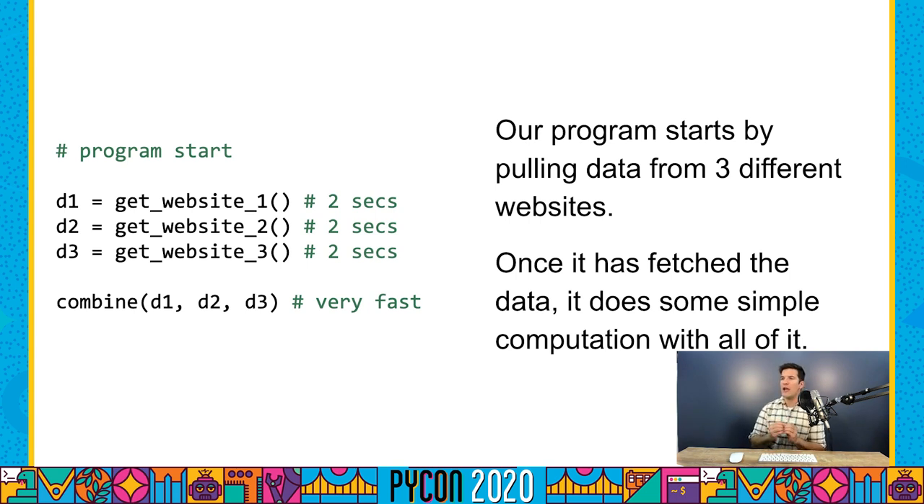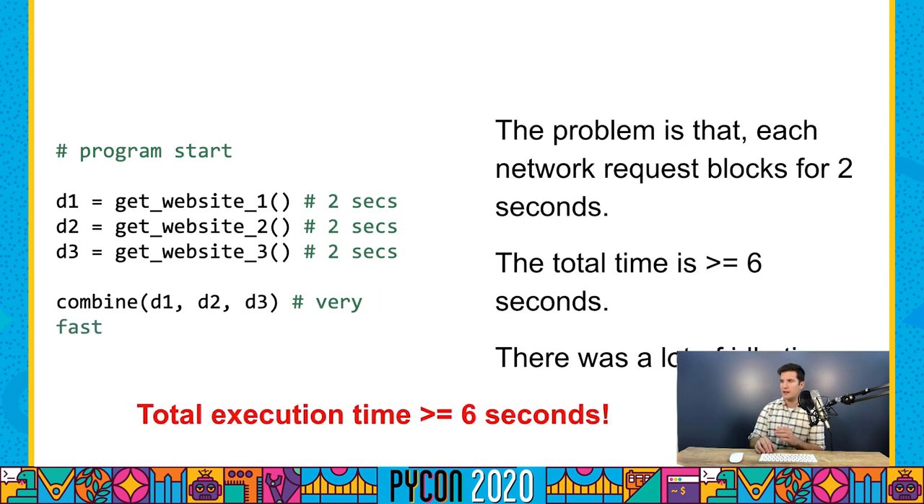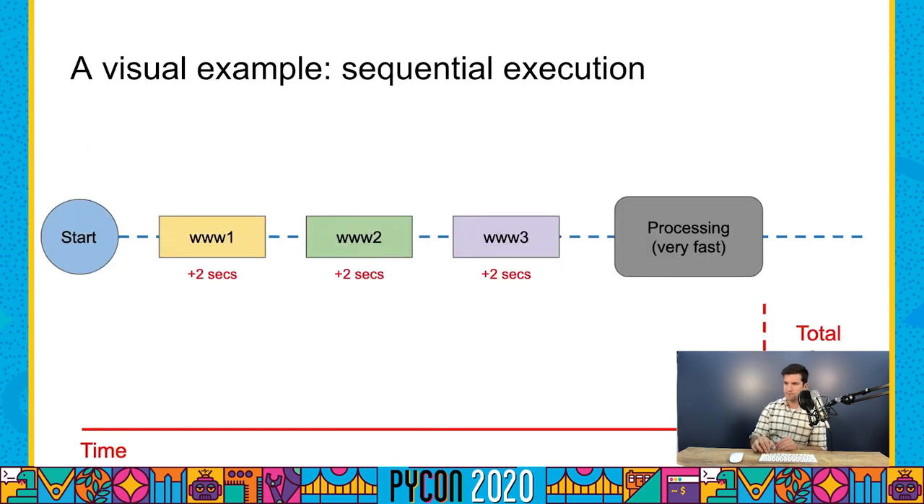Let's say we have to pull data from 3 different websites. It's a slow website and it takes 2 seconds for each one of those requests. In traditional code, we make everything sequential. It's going to take 2 seconds to get the first website, 2 more seconds to get the second one, 2 more seconds to get the third one. In total, it's going to be at least 6 seconds. It can be even more if you have to combine it. At least 6 seconds to process this sequential program.